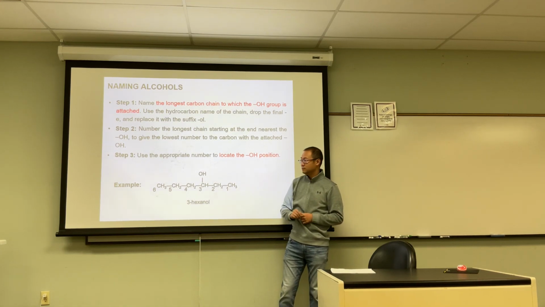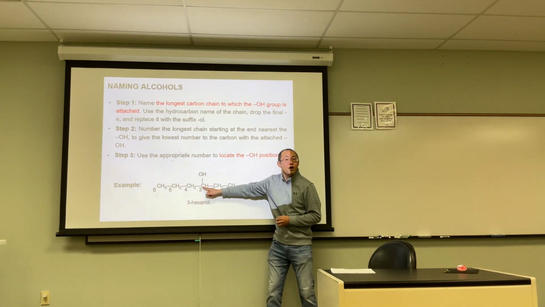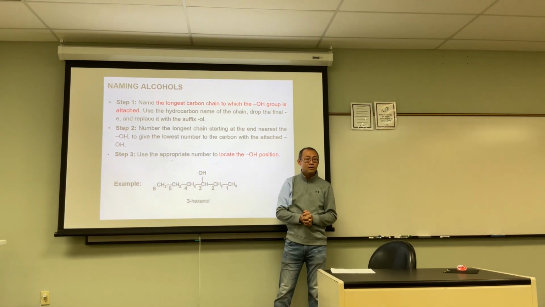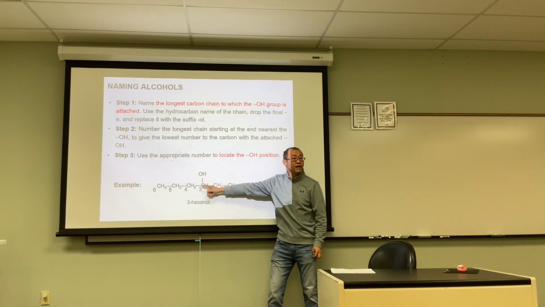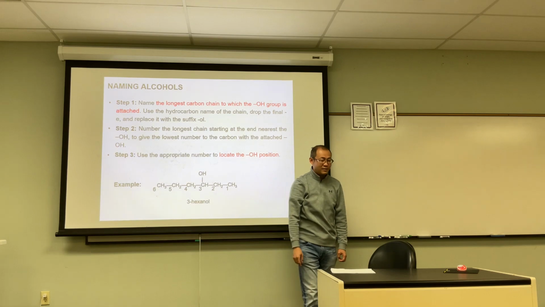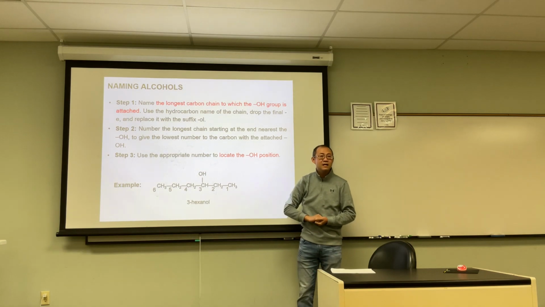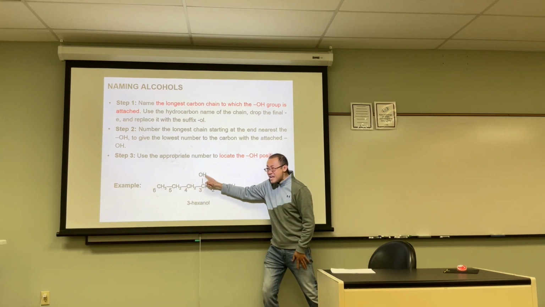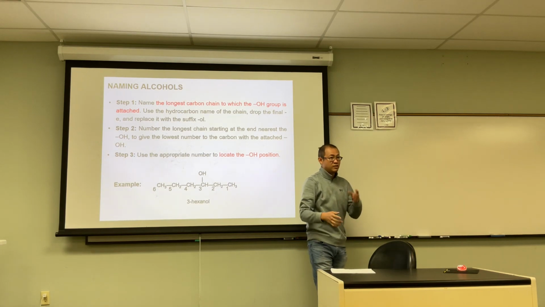Next step, you number the longest chain to make sure the carbon with the OH gets the lowest number possible. Then locate that carbon with the OH with a number. This is 3, so you put 3 in front of hexanol. So the name of this molecule is simple. There are no other groups. It's an alcohol. It's called 3-hexanol. Does it make sense? You have to use that number to tell people where the OH is attached. The OH is attached to what? Number 3 carbon.